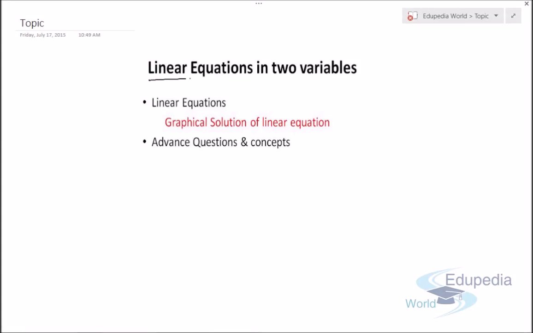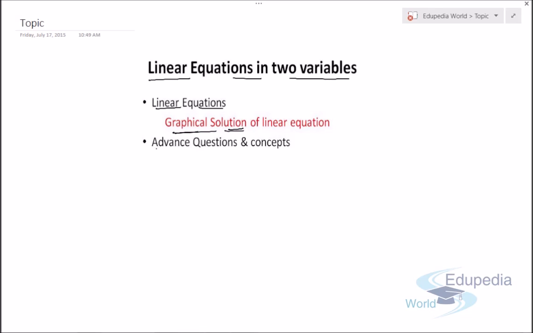You're watching the videos on linear equations in two variables. So in this video we'll discuss how we can solve linear equation using graphical method. In the previous videos we have discussed how we can solve linear equation using algebraic way, but in this video we'll discuss how to solve the linear equation by graphical method.